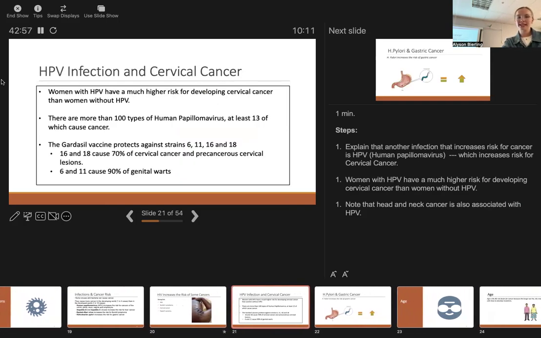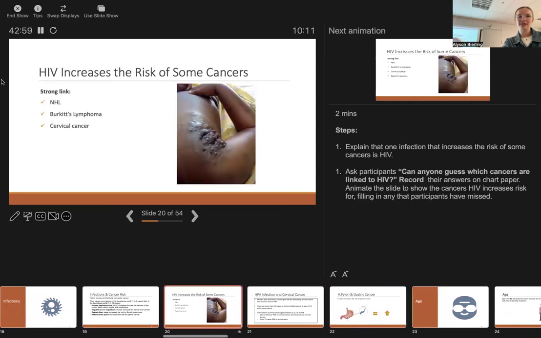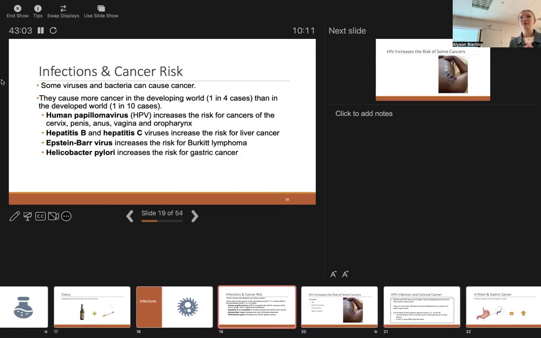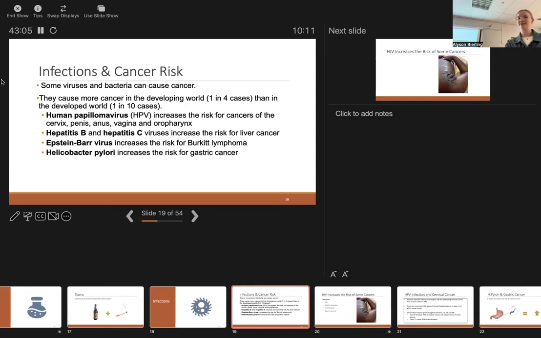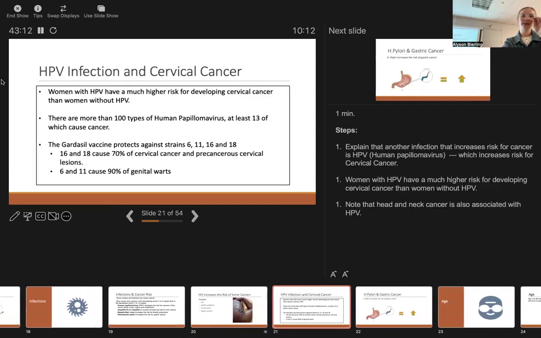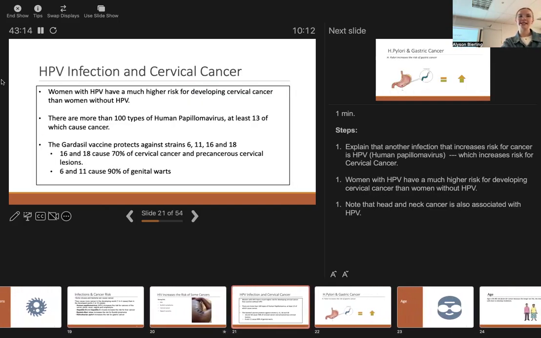So HPV, as I mentioned on the last slide, increases the risk for a variety of different types of cancer, but most significantly, it increases the risk for cervical cancer. And so women with HPV have a much higher risk for developing cervical cancer than women without HPV.